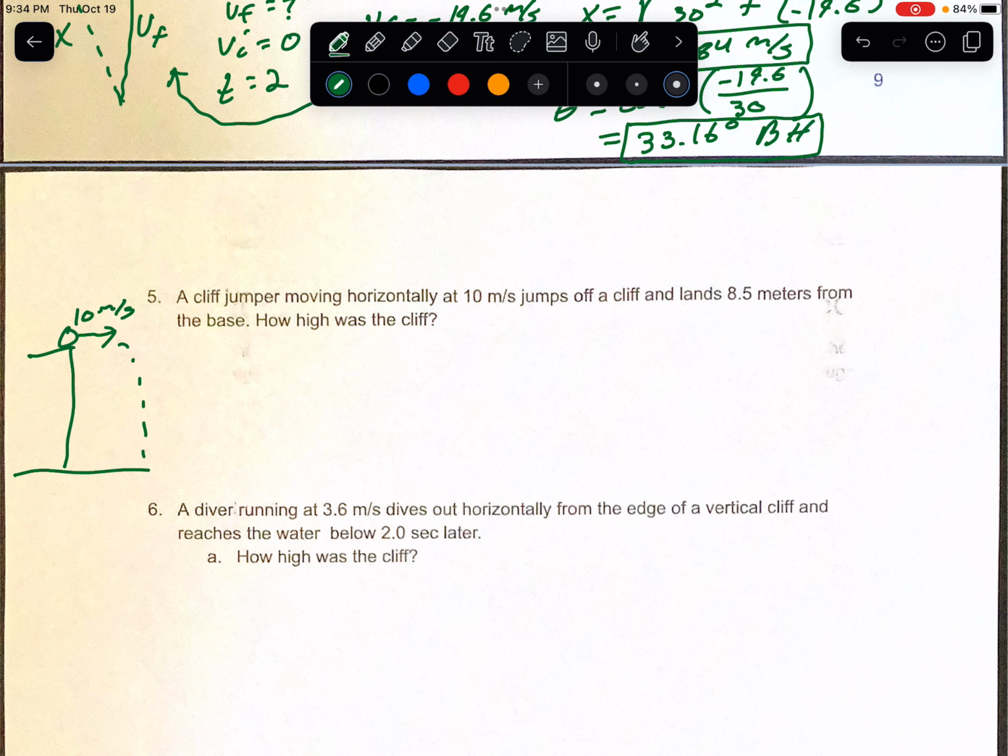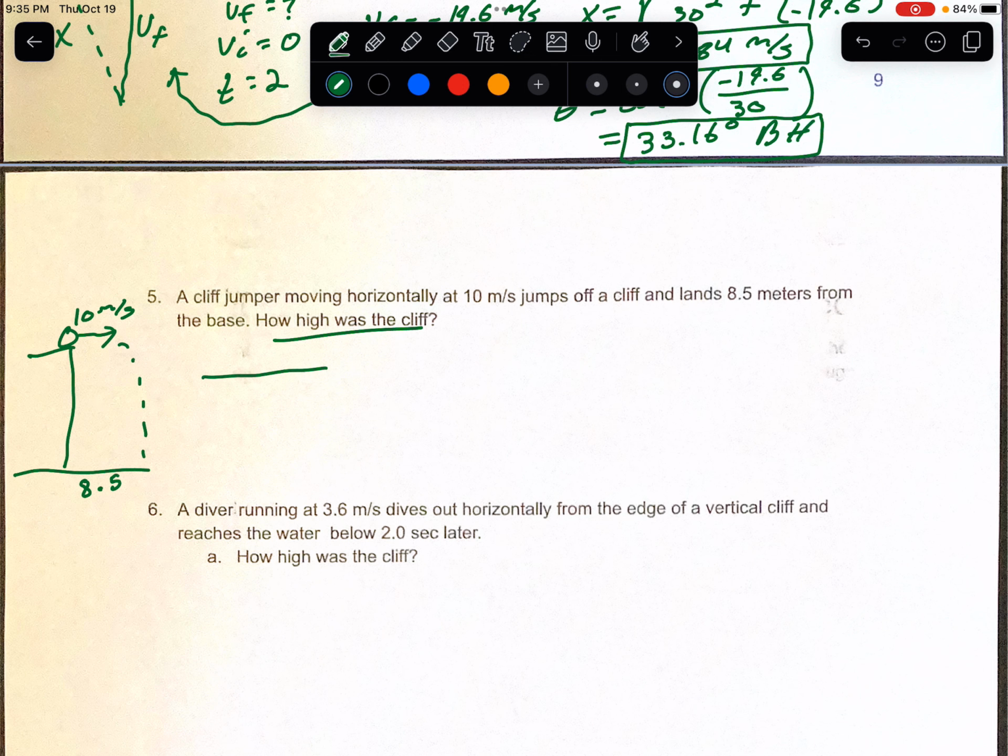Lands 8.5 meters from the base. Okay, so that's not height. Otherwise it would say it would land 8.5 meters below. So that means I gave you horizontal distance from the base of the cliff. It wants to know how high was the cliff, so that means you're looking for vertical distance.